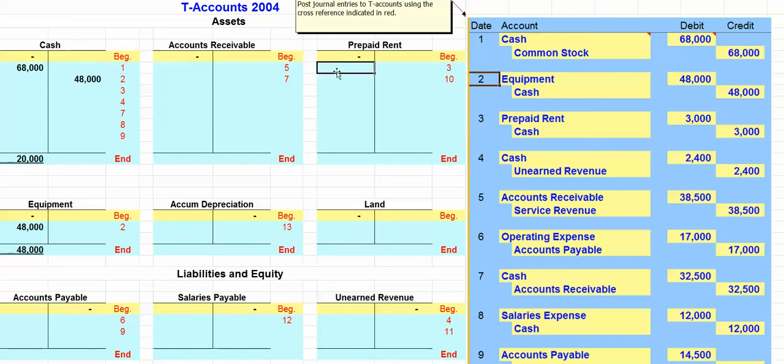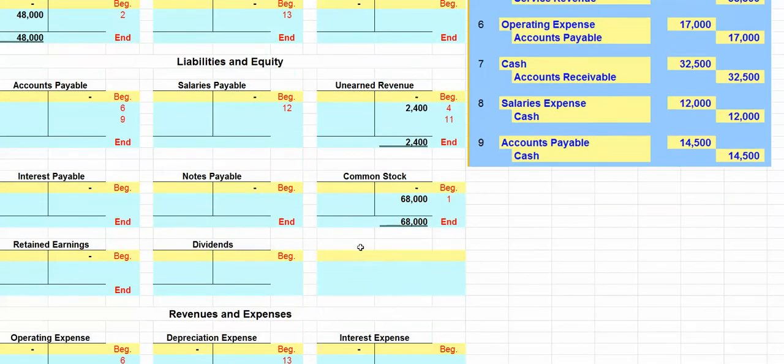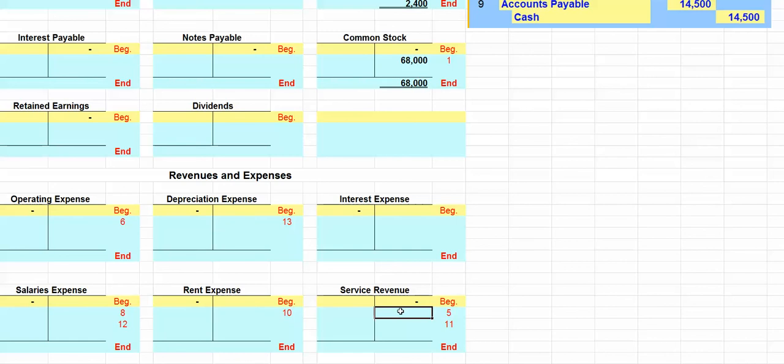Number 3, we had an increase in prepaid rent of $3,000, and that was a decrease in cash of $3,000. The fourth journal entry was an increase in cash of $2,400 and an increase in liabilities, unearned revenue, of $2,400. The fifth transaction was an increase in accounts receivable of $38,500 and a credit or increase to service revenue of $38,500.